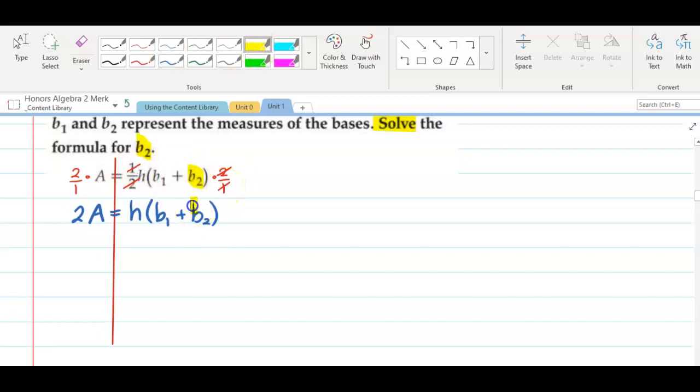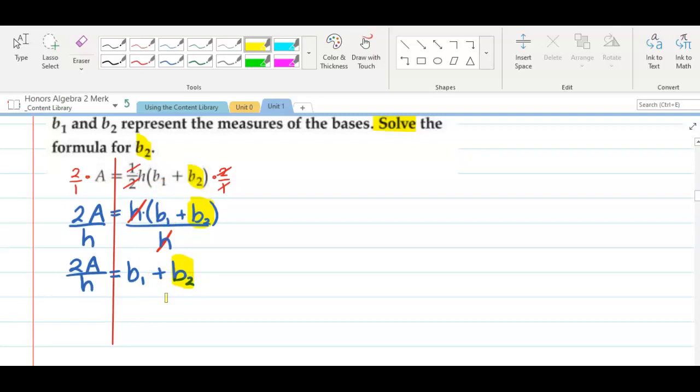I'm still trying to isolate b2. Next up, I need to get rid of h. The only way to get rid of h times the rest of it is to divide by h on both sides. Notice I can't really do a divided by h. That's okay. I'm just going to write 2a divided by h. I can't simplify that at all. And on the right side, notice the h's cancel, and I'm left with b sub 1 plus b sub 2. I don't need to write parentheses anymore because there is nothing being distributed.